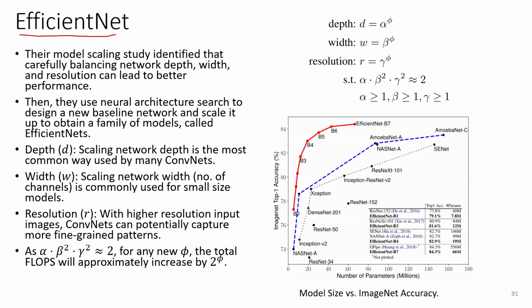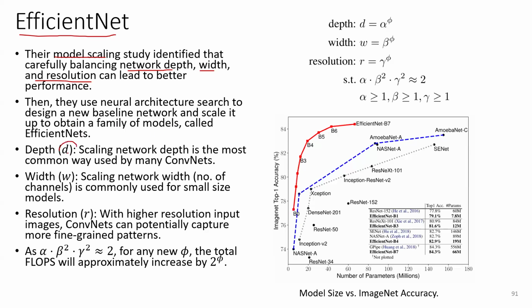Then in this famous paper called the EfficientNet paper, what they want to do is with their models. It's a model scaling paper. A study identified that carefully balancing the network depth, width, and resolution can lead to better performance. Then they use neural architecture search to design a new baseline network and scale it up to obtain the family of models called EfficientNets.